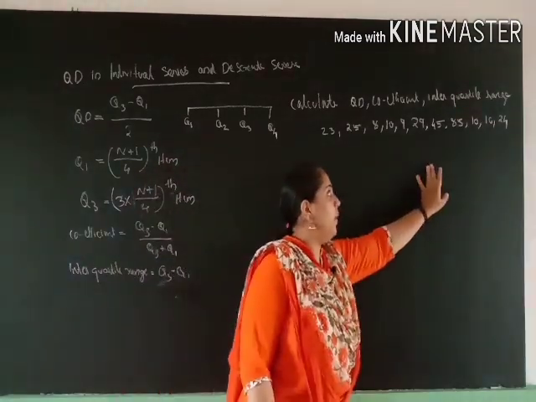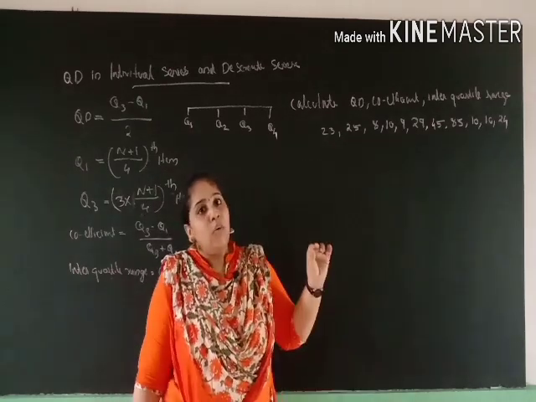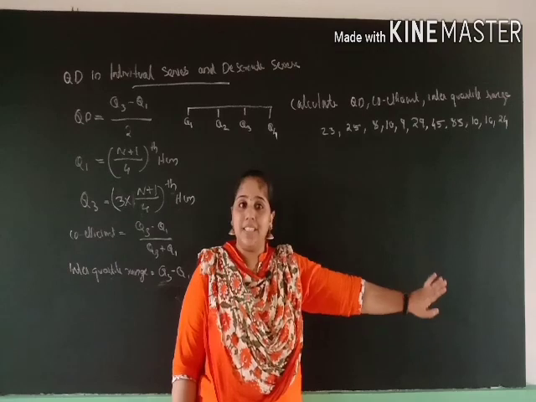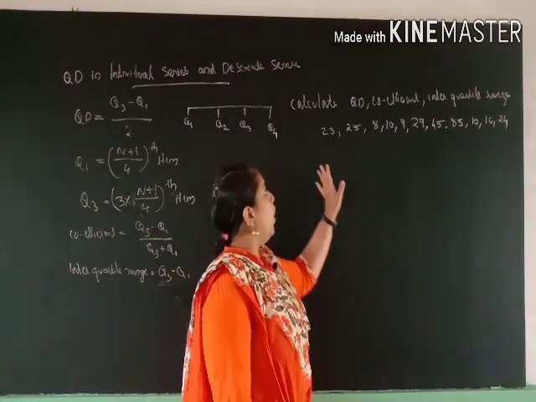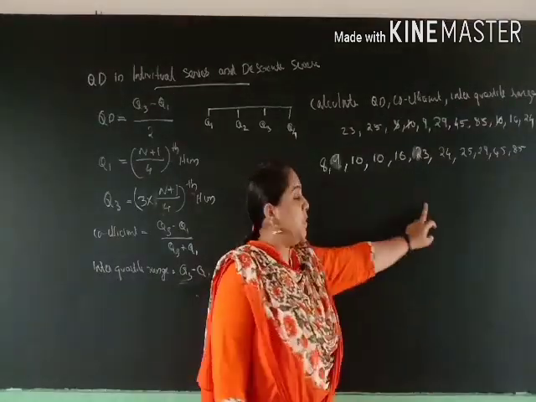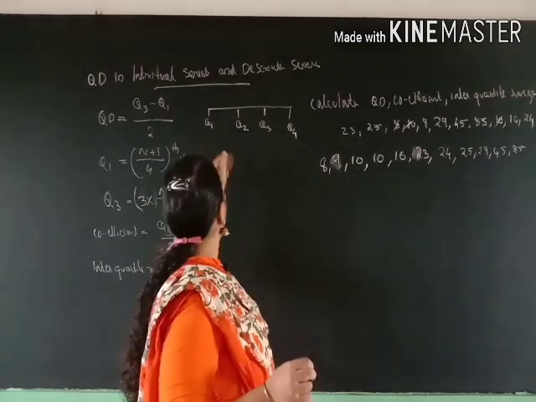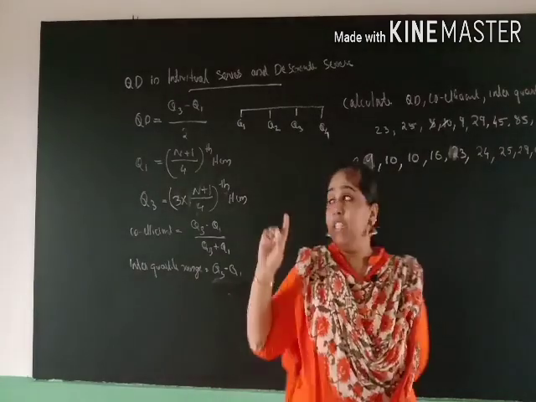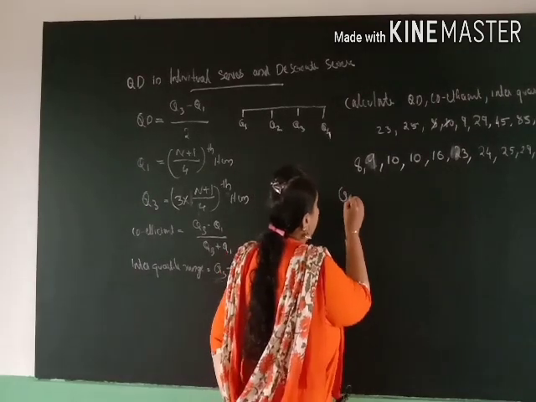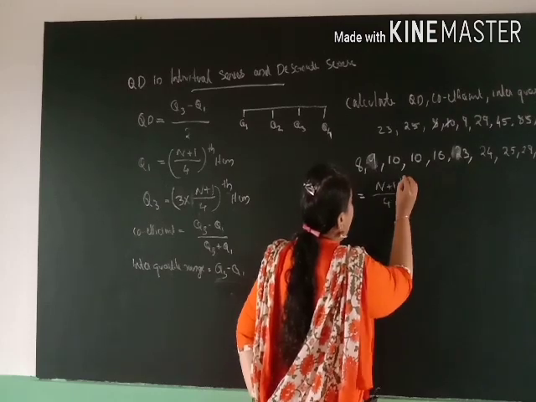We have an observation. We know that it is an individual observation. For calculating quartile deviation, we should arrange our observation in ascending order, like median. So we can arrange this observation in ascending order. Now I arranged the observation in ascending order. So next we can calculate the quartile deviation. For that, first we want to calculate Q1 and Q3. So what is the equation for Q1? (N plus 1) by 4th item.